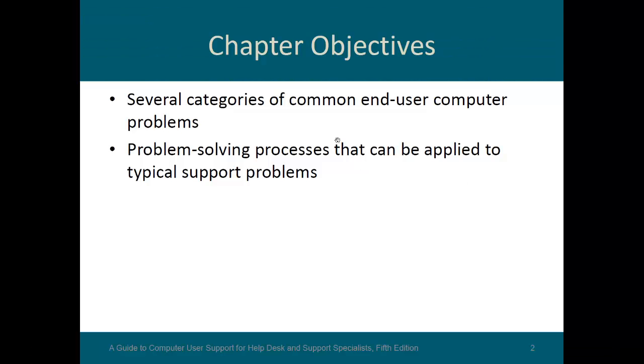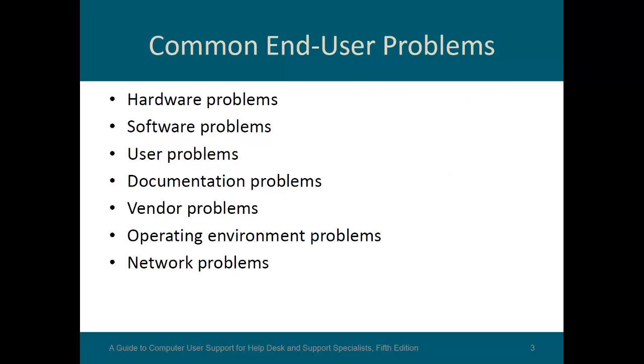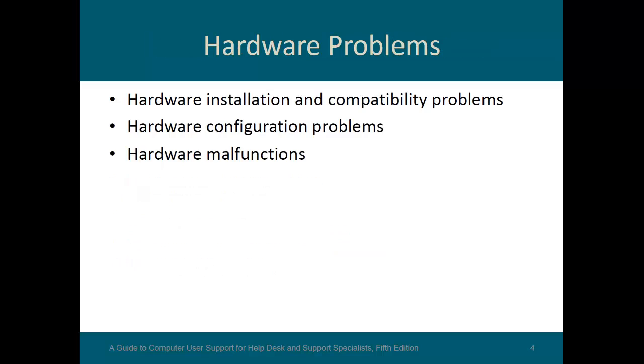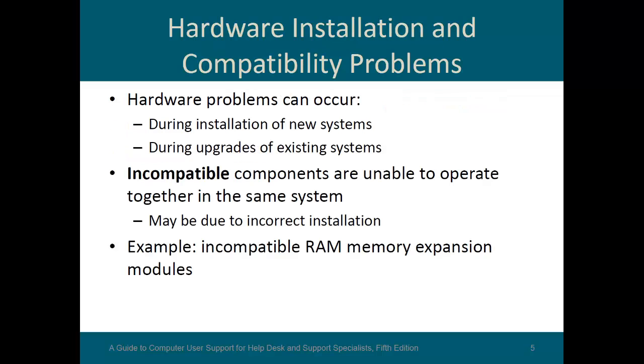Our chapter objectives are several categories of common end-user computer problems, problem-solving processes that can be applied to typical support problems: hardware, software, user, documentation, vendor, operating environment, and network problems. Hardware installation and compatibility problems, hardware configuration problems, and hardware malfunctions.